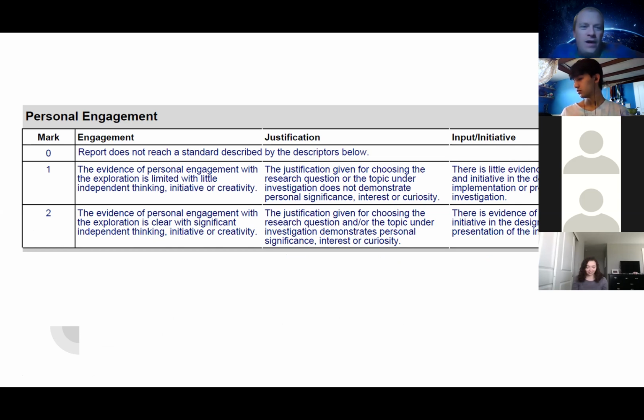For example, if you look at what it would take to get a 1 in personal engagement, the evidence of personal engagement with exploration is limited. So 1 is limited with little independent thinking. In other words, at a 1, you're already showing little independent thinking or creativity. The justification does not demonstrate personal significance. So at a 1, you're already not demonstrating personal significance. So how do you get a 0? And then this one says there is little evidence and so on. So this 1 is a very, very low bar.